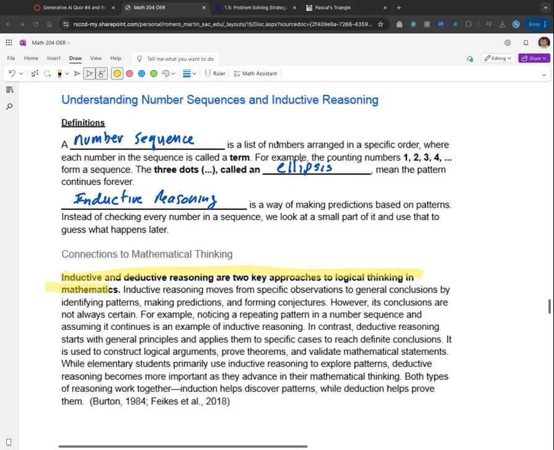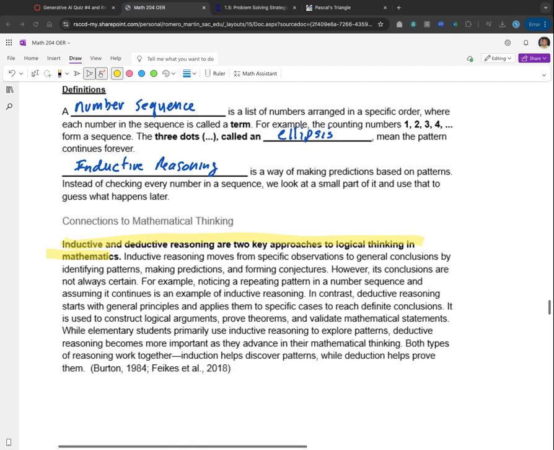This idea of sequences and ellipses going on forever is connected to an important way of thinking in this class, which is inductive reasoning, right? A way of making predictions based on patterns. We don't know for sure. This is the key thing about inductive reasoning. We're not 100% sure. There's no proof that that's the next thing that's going to happen, but it's our best thinking based off of patterns.